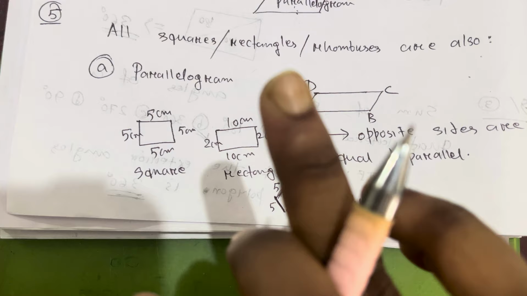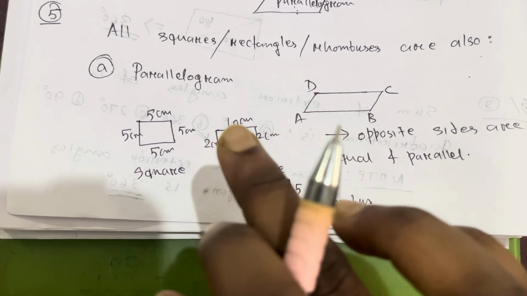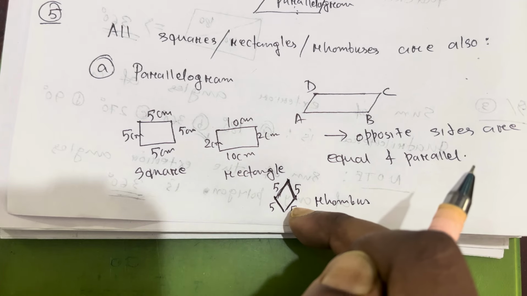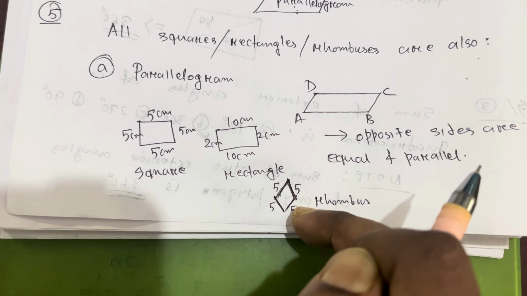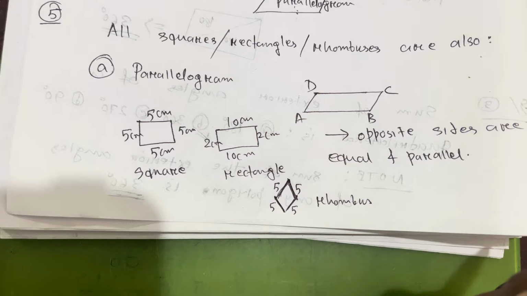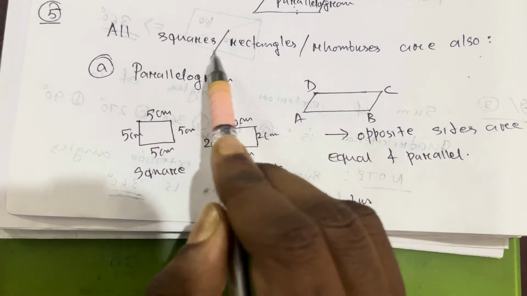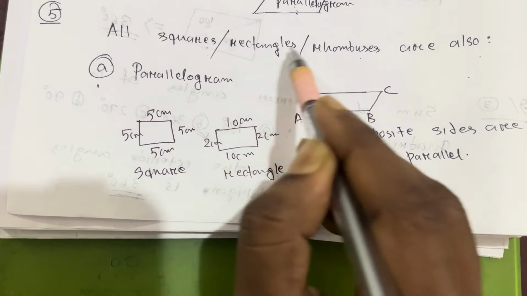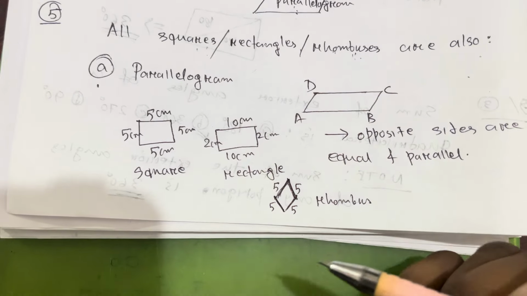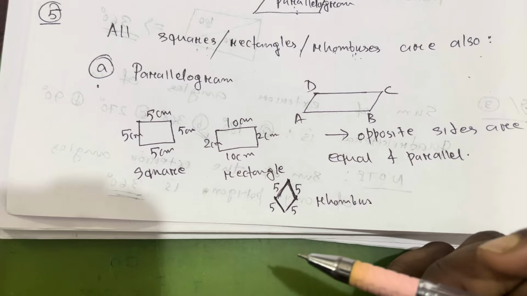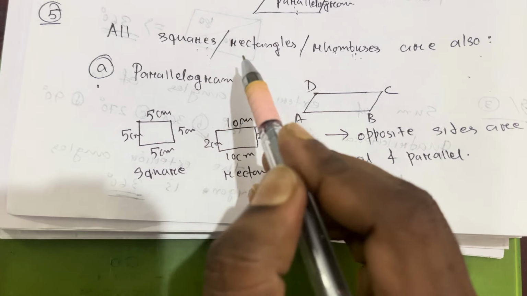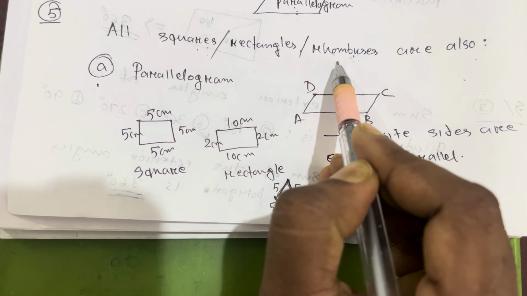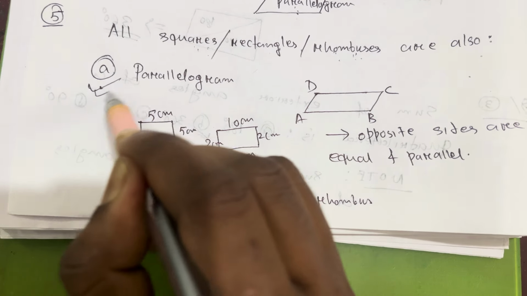A square has all sides equal and opposite sides parallel, which means opposite sides are also equal and parallel. A rhombus has all sides equal and opposite sides parallel, which means opposite sides are equal and parallel. So always remember all squares, rectangles and rhombuses are always parallelograms, because these are types of parallelogram, right? You can classify parallelograms into 3 categories: square, rectangle and rhombus, right? So always remember this.